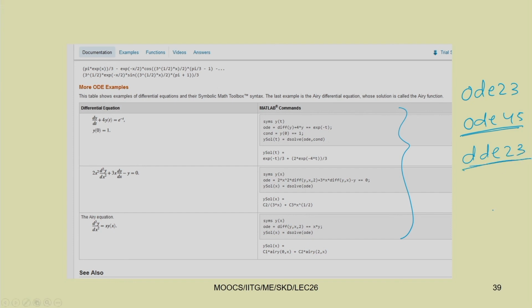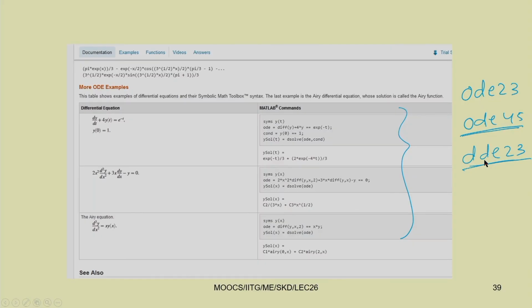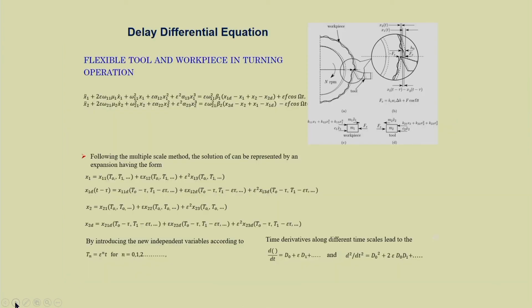So, we will see one delay differential equation and how to solve it using both this DDE and the method of multiple scales next. So, let us see one delay differential equation. This is for a flexible tool and workpiece in turning operation. This is the work of my PhD student Arnab Chand. Now he has defended his thesis, now he is Dr. Arnab Chand. So, you can see this equation.